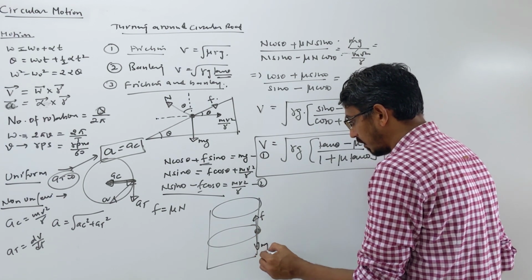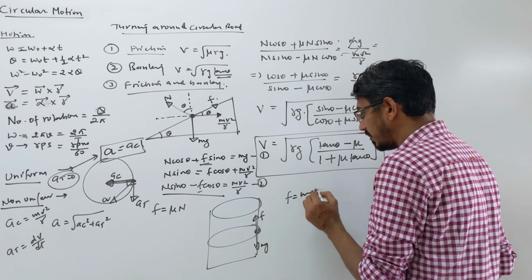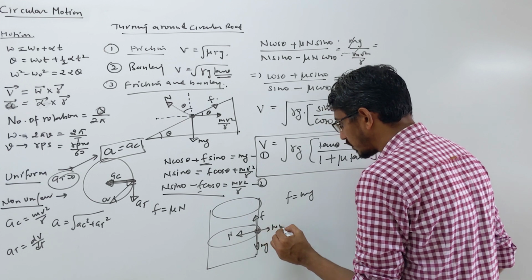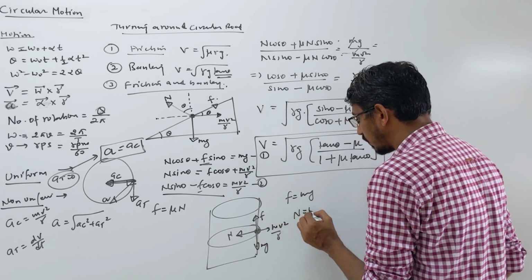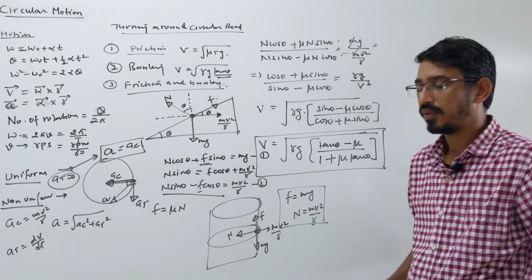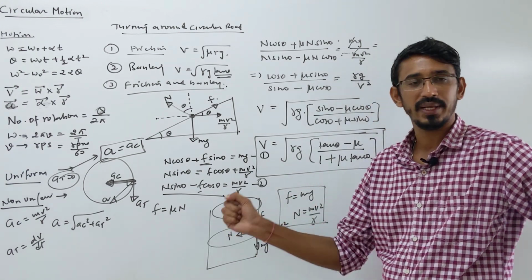mg is acting downward, so the friction force should be equal to mg. And here we are applying the normal reaction N and the centripetal force mv²/r, so the normal reaction should be equal to mv²/r. These four forces should be like this so that you can move safely around that, right.